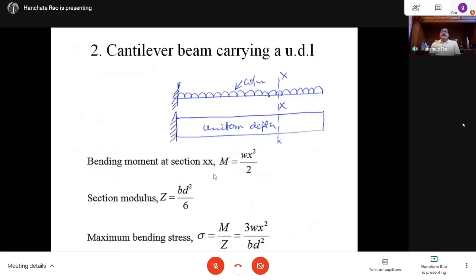So let us consider a cantilever beam carrying a UDL, and we want to design a beam of uniform strength.